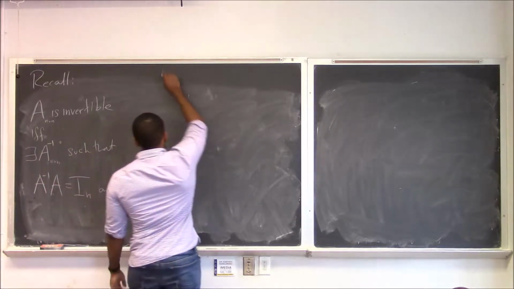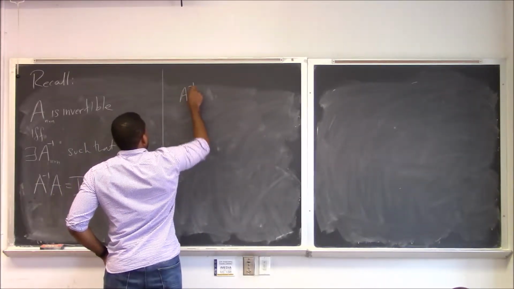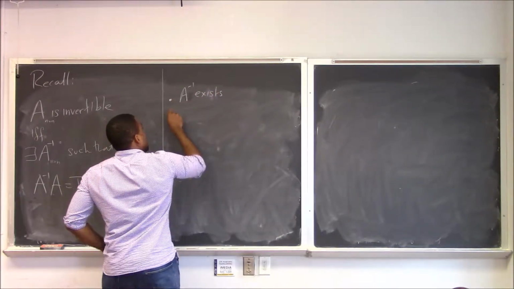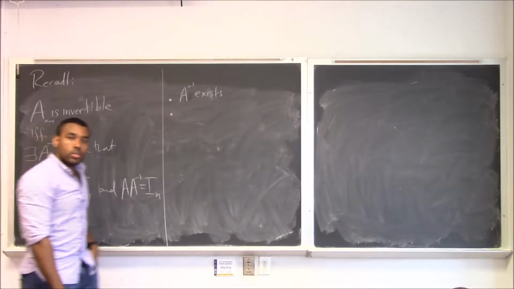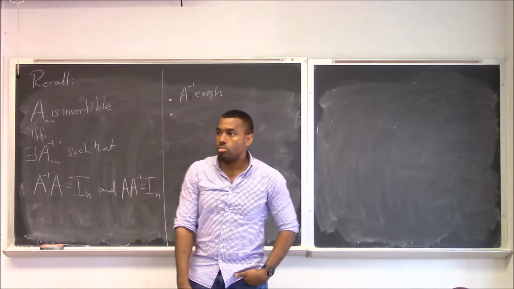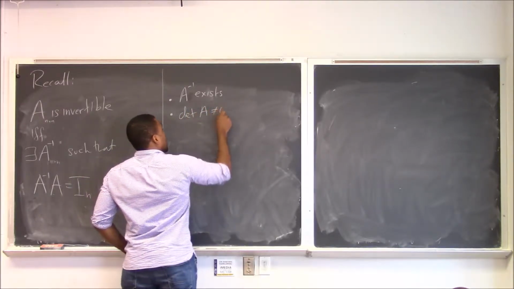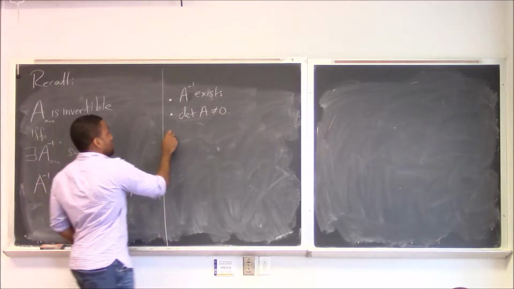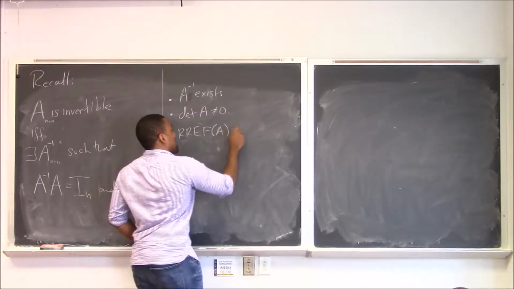Tell me some things that are equivalent to A is invertible. What are some things we know about A? Just throw them out. Determinant of A is non-zero. We know the determinant has to not be 0. The reduced row echelon form of A is the identity matrix of size n.